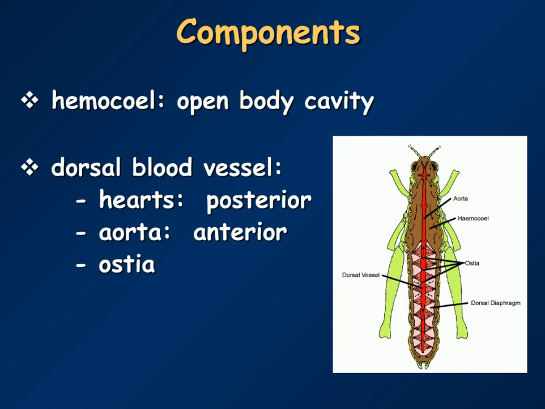And again, remember that the dorsal is the top side of the insect. And this blood vessel contains the hearts, and that's near the back of the insect or the posterior, and the aorta, which is near the front or the anterior part of the insect. It also contains the ostia, and these are small holes within the vessel where the blood enters into the vessel.